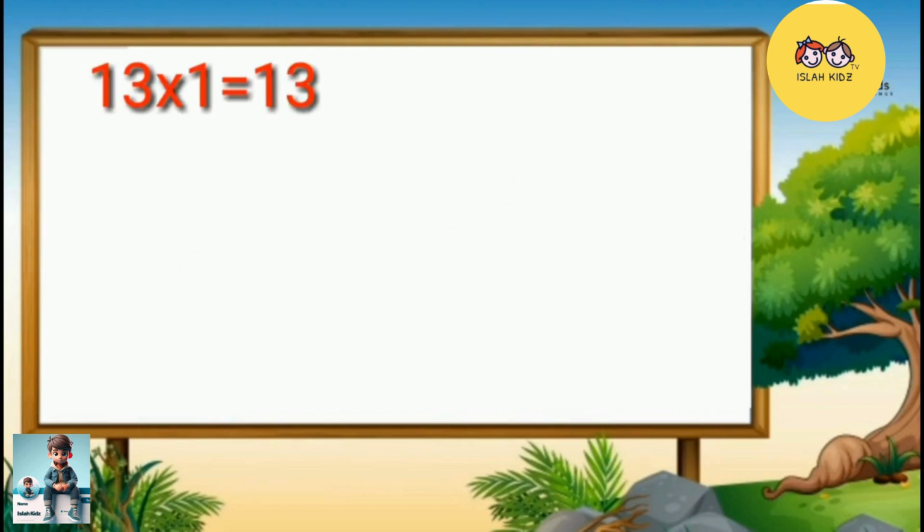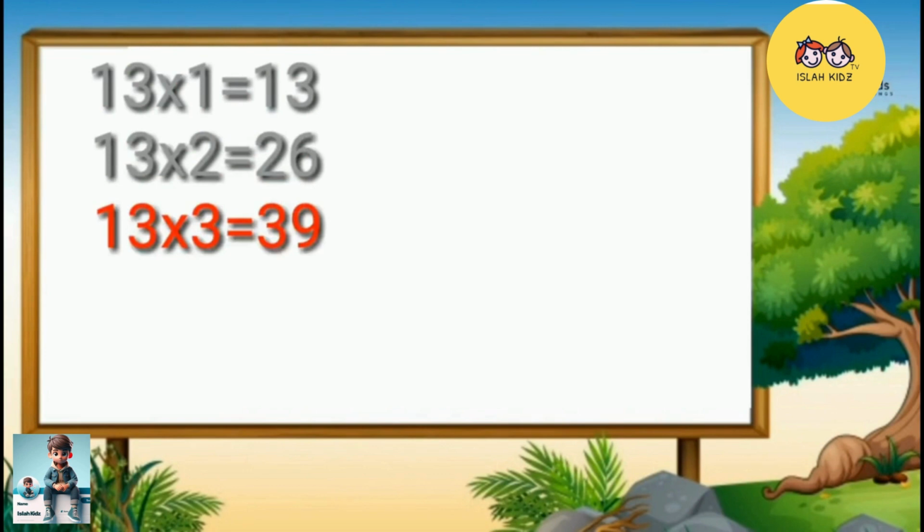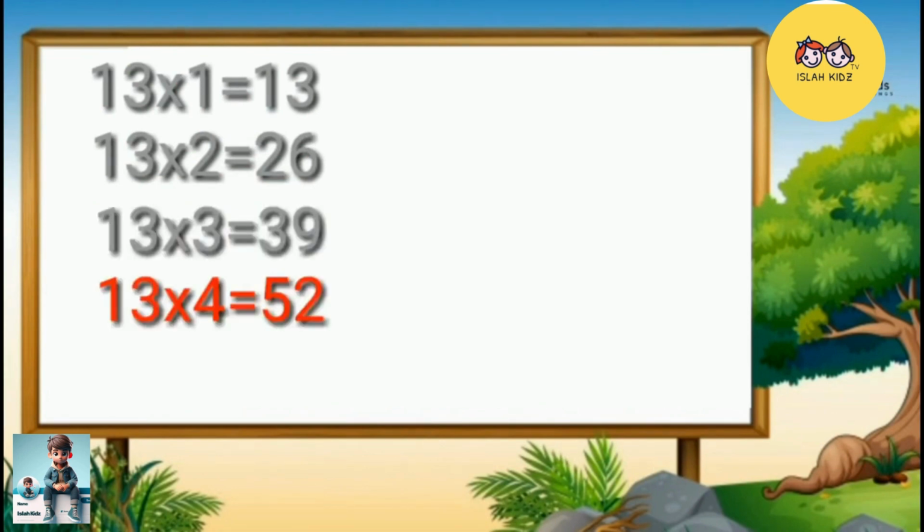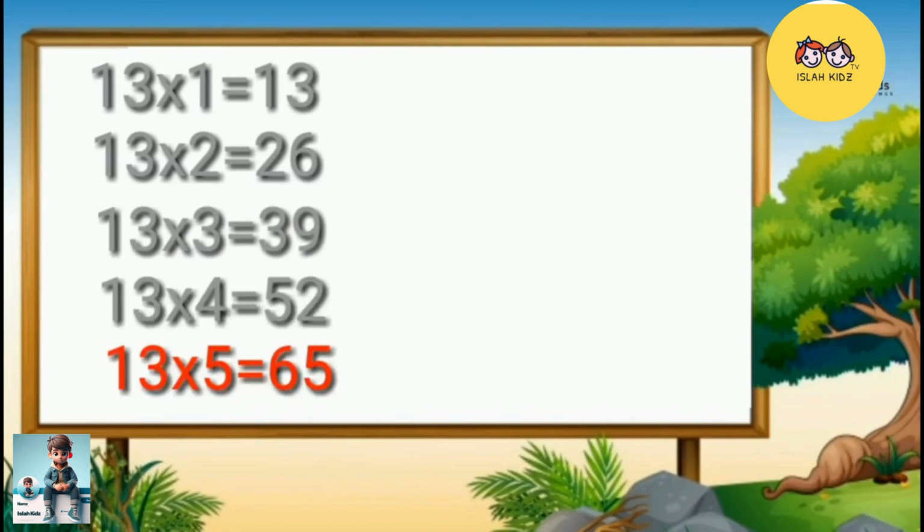13 ones are 13. 13 twos are 26. 13 threes are 39. 13 fours are 52. 13 fives are 65.